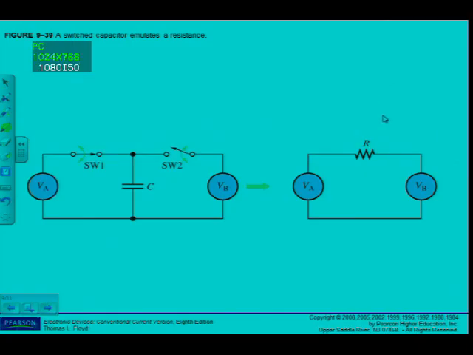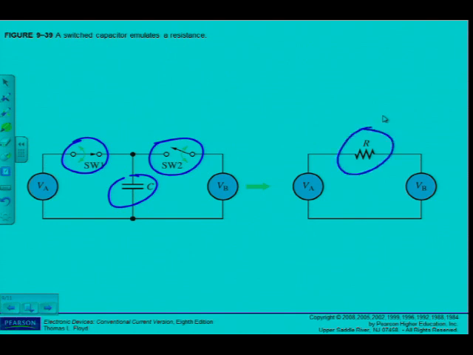All right, so as we've heard, these switches actually, we're going to use MOSFETs to charge and discharge this capacitor, in other words, to change the value of the resistor as I need for that specific amplifier circuit.